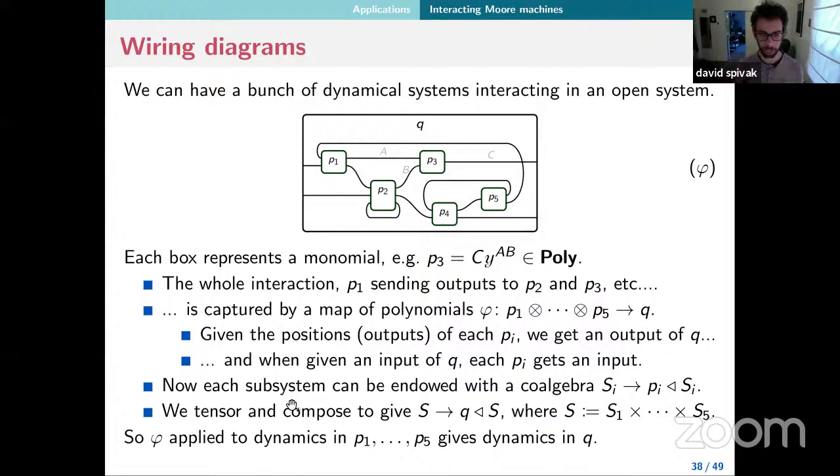And now if you happen to endow each of these P1 through P5 with a coalgebra, Si mapping to Pi of Si, then using the fact that poly is duoidal, which Tarmo told us the other day, we could tensor them all together and get a coalgebra of this thing, and then compose with phi to get a coalgebra of Q. And what that means is if you had dynamics or a Moore machine in P1 through P5, you would use this wiring diagram to get a Moore machine on Q. It would just shuttle all of the outputs around to where they need to go so that you could output something on Q.